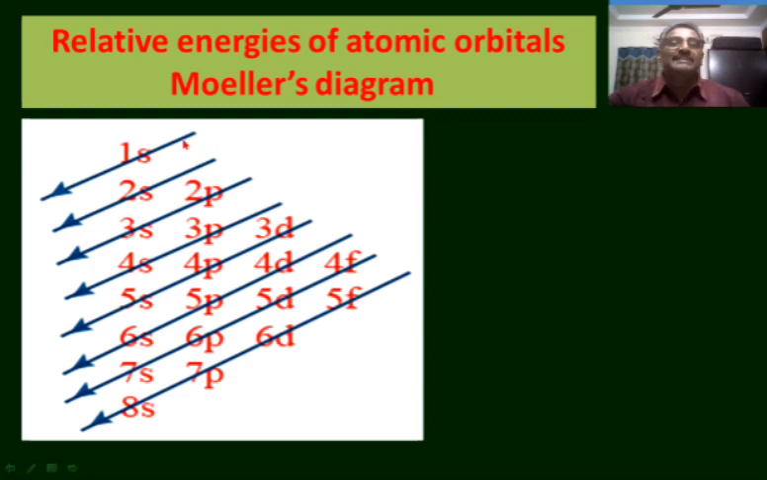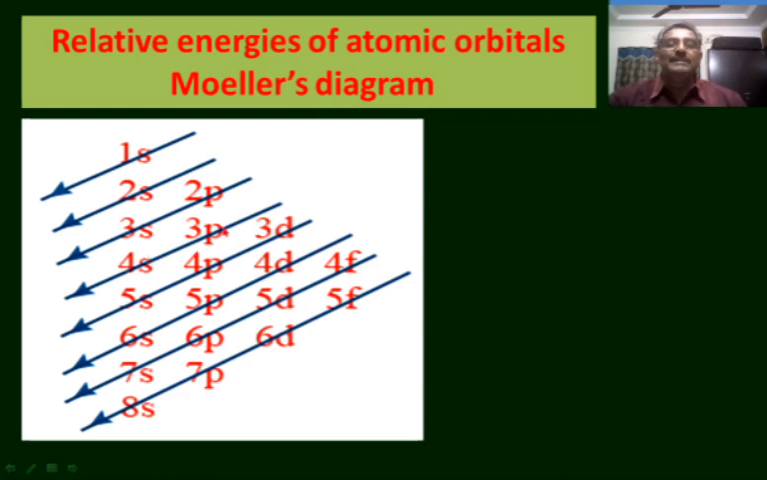The lowest energy orbital is 1s orbital. After that, the next lowest energy orbital is 2s orbital. After 2s, the lowest energy orbital is 2p. After 2p, the lowest energy orbital is 3s. And after 3s, the lowest energy orbital is 3p. And after 3p, the next lowest energy orbital is not 3d but 4s. Though 3d belongs to the third main energy level, its energy is more than 4s orbital.